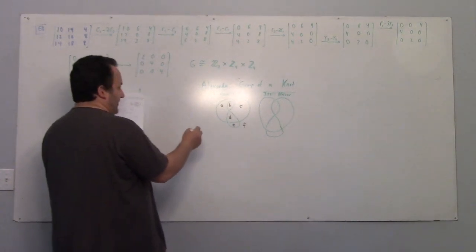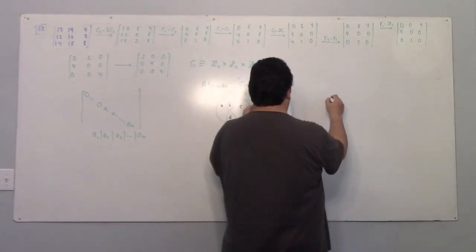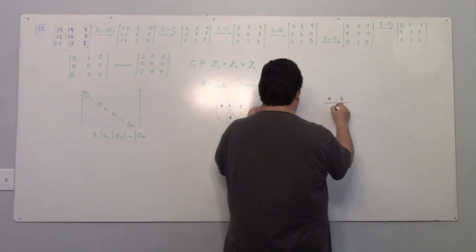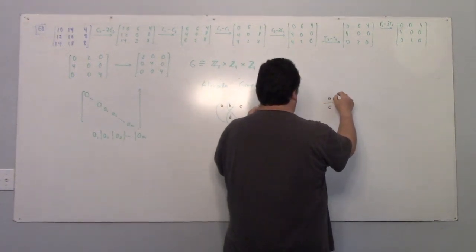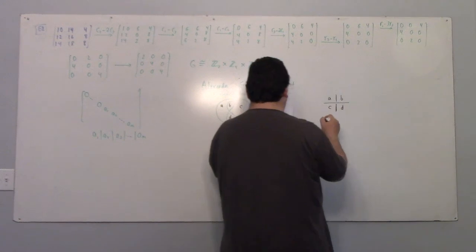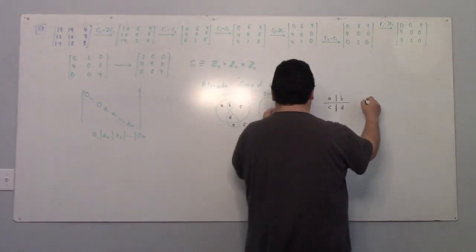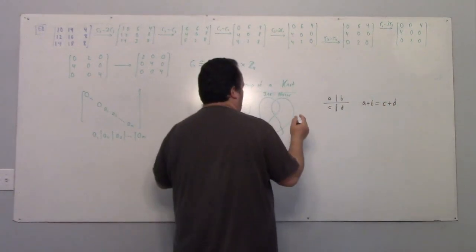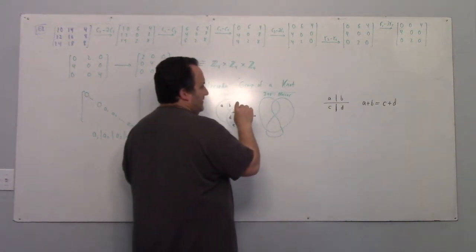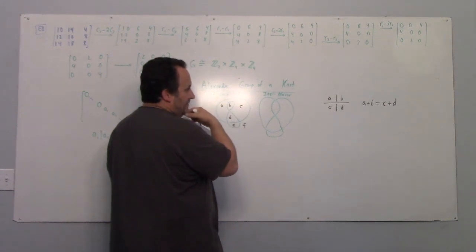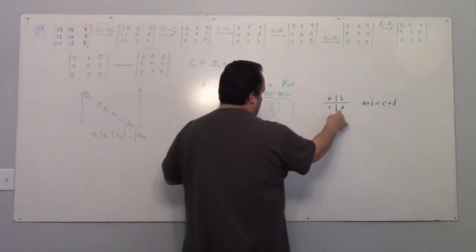And so here's a generic rule. If the crossing looks like this, so here are four regions, and the vertical one goes under, but that one goes like that, then this gives us the relation A plus B equals C plus D. So you add the adjacent regions which are on the same side of the crossover, and set them equal.